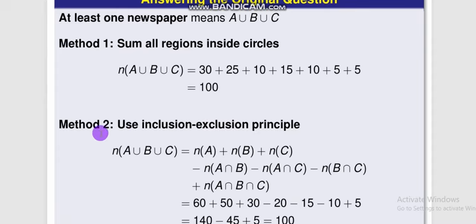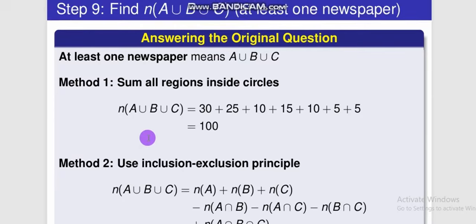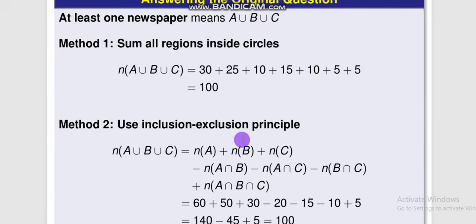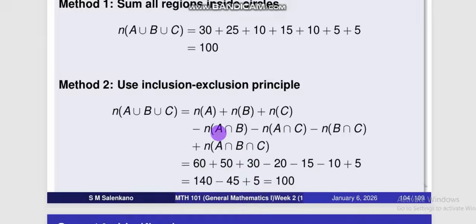Then you can also use another method, which they call the inclusion-exclusion principle. Your A union B union C is equal to the number in A, plus the number in B, plus the number in C. Then you subtract the intersections of any 2 of them: A intersection B, A intersection C, and B intersection C. Then you add the intersection of all of them.